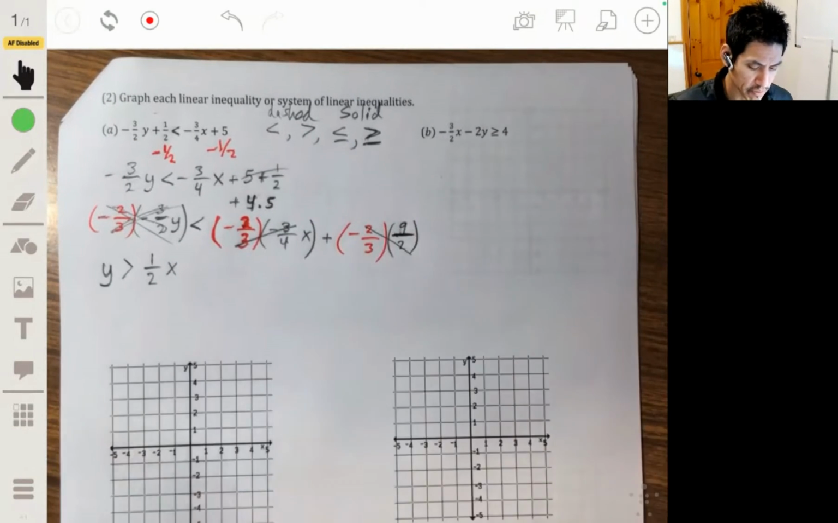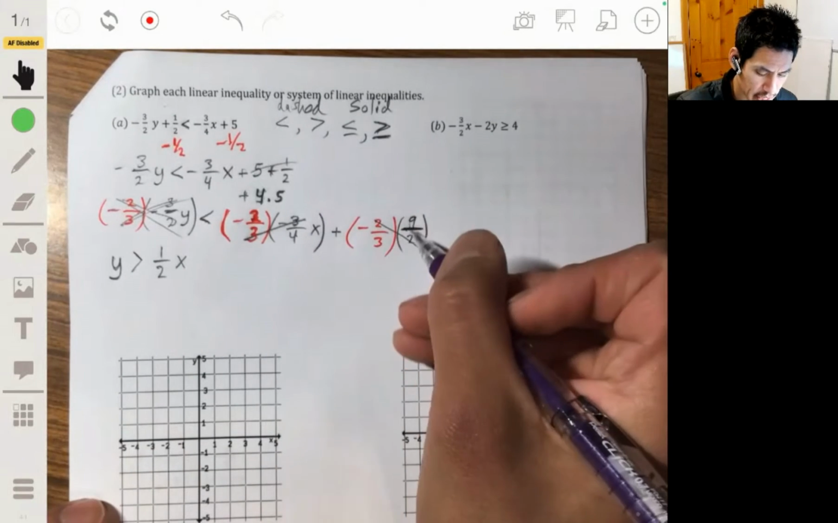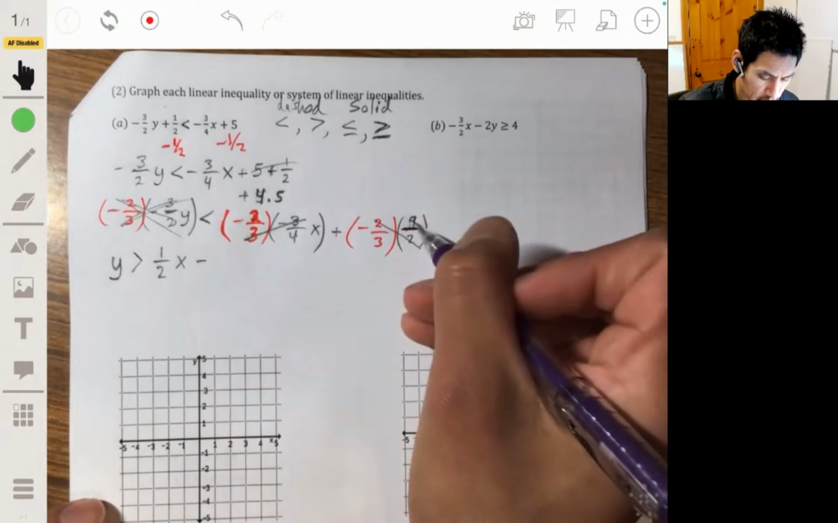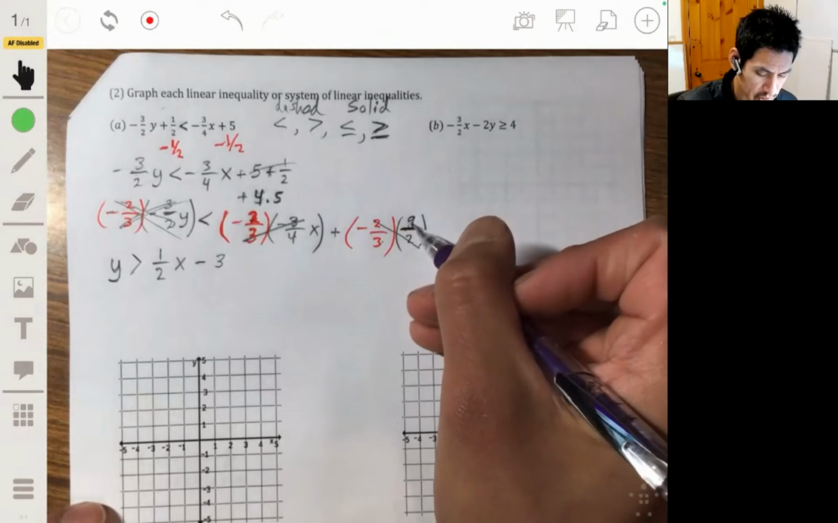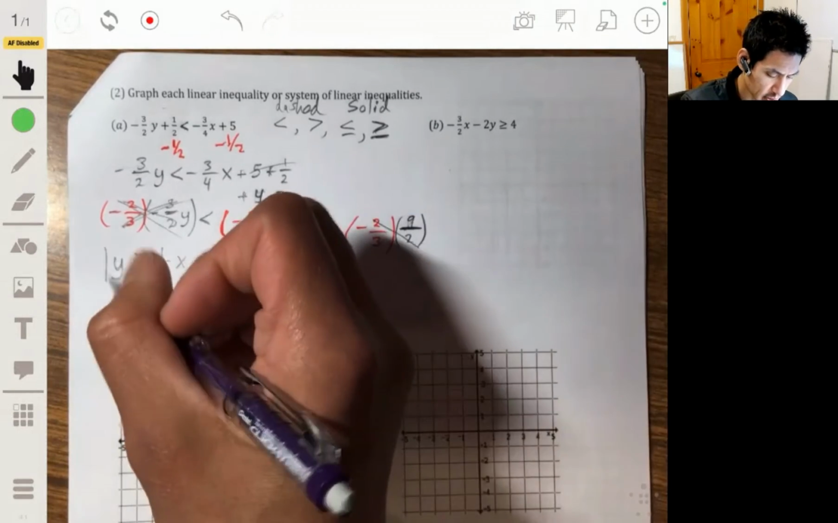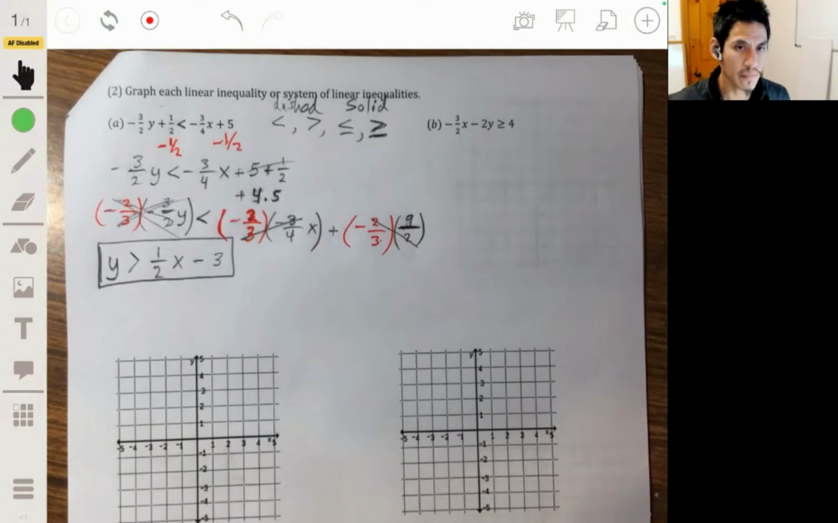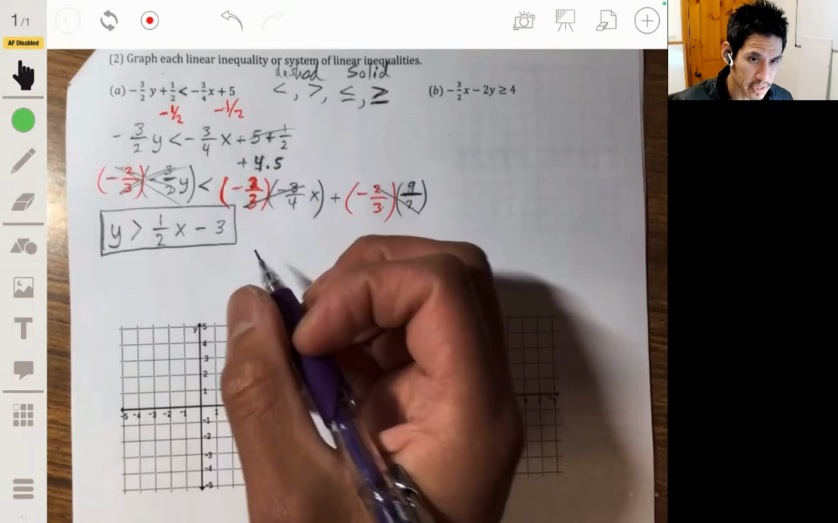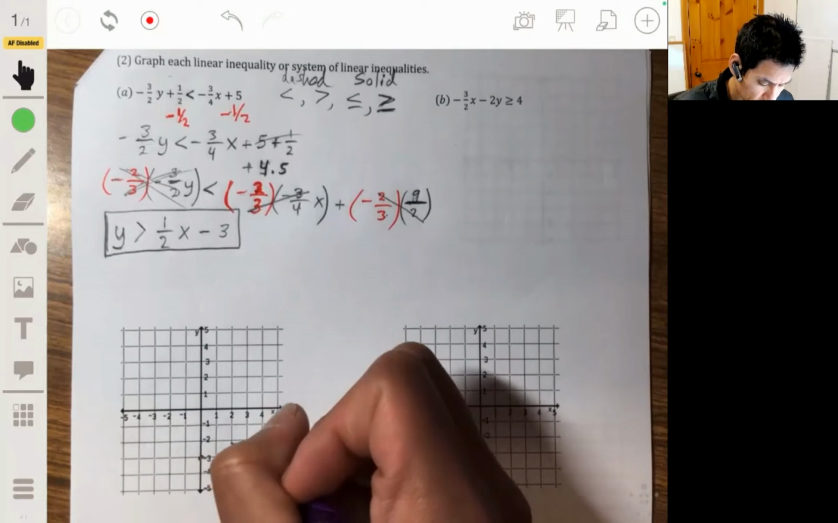Anyways, what's good about this is that then these numbers work out nicely because these twos cancel, and then you just get negative 9/3. And negative 9/3 is just -3 because 9/3 divides equally. And we get this. We get y is greater than 1/2 x minus 3. Plotted just like a linear equation, go to -3 on the y-axis, up 1 to the right 2.